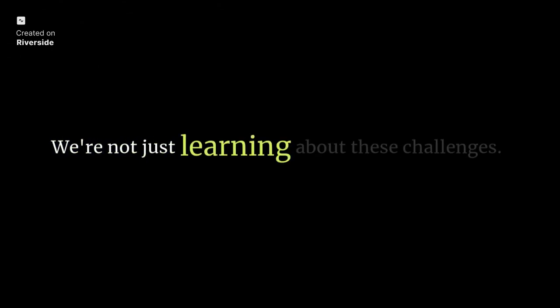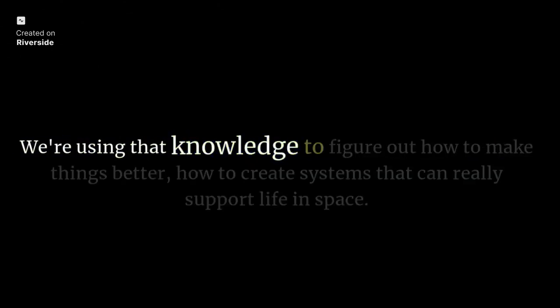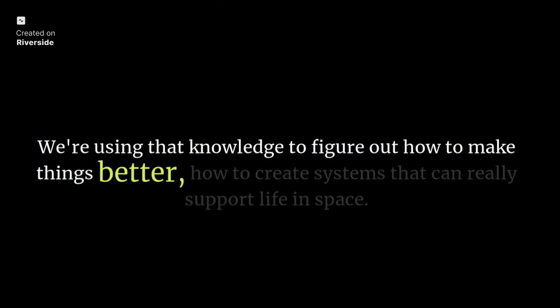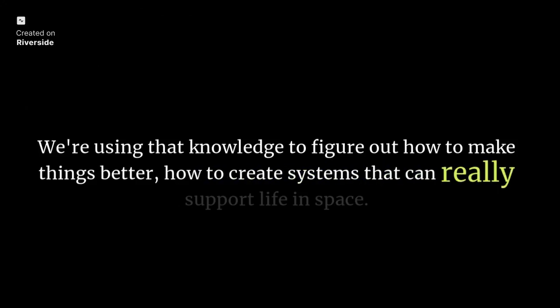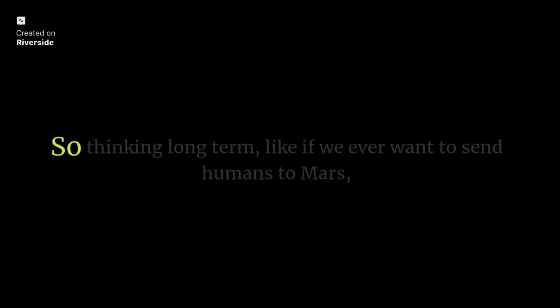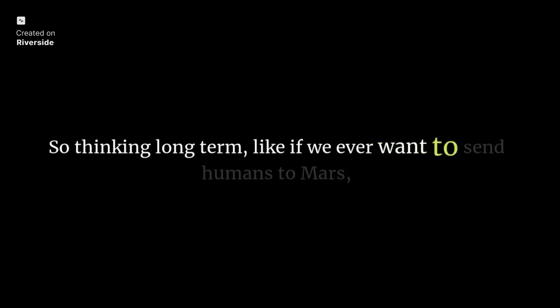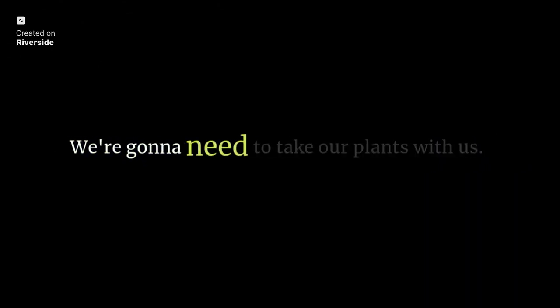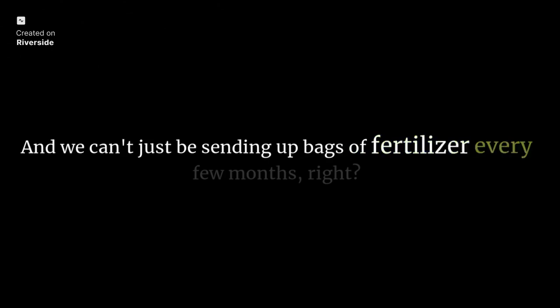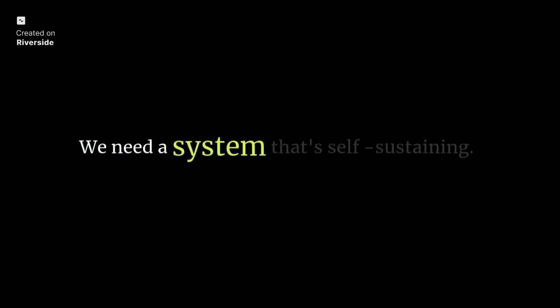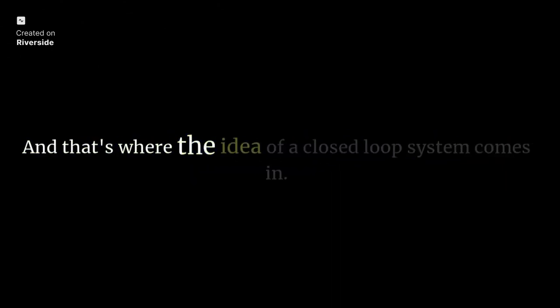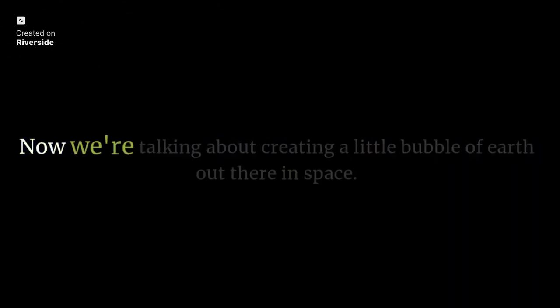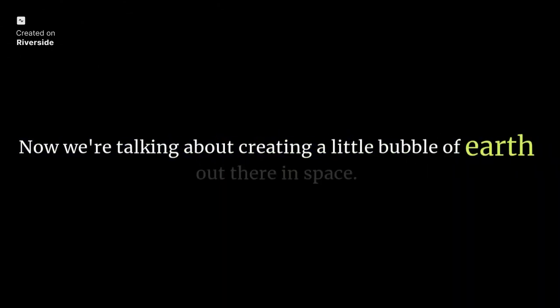But here's the thing. This is where the APH comes in, right? We're not just learning about these challenges, we're using that knowledge to figure out how to make things better, how to create systems that can really support life in space. So thinking long term, if we ever want to send humans to Mars, we're going to need to take our plants with us. Exactly. And we can't just be sending up bags of fertilizer every few months, right? We need a system that's self-sustaining. And that's where the idea of a closed-loop system comes in. Okay, closed loop system. Now we're talking about creating a little bubble of Earth out there in space.